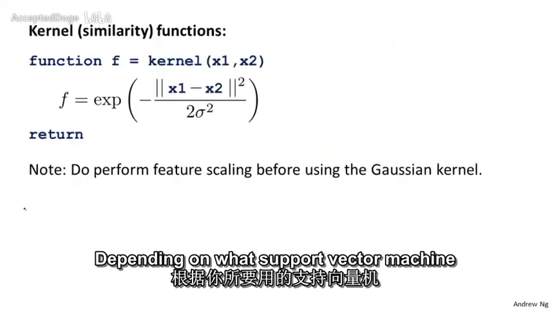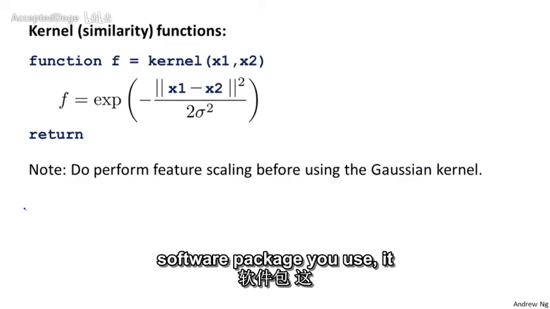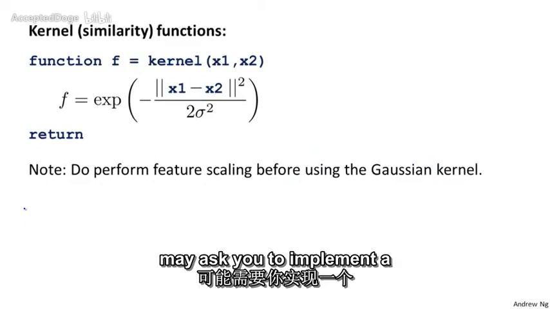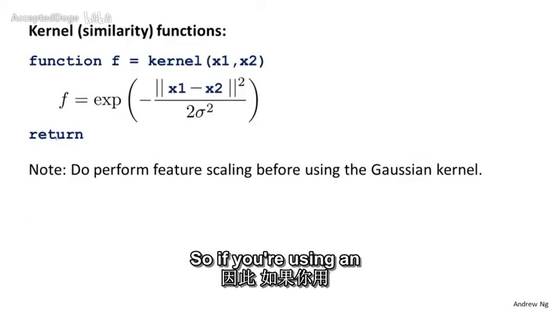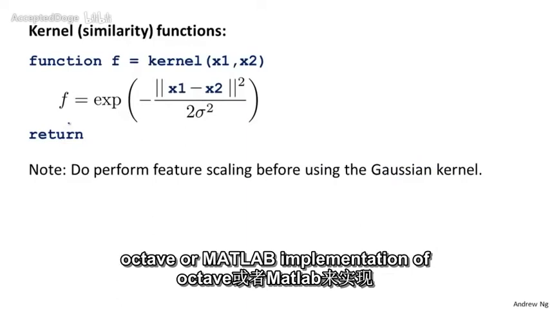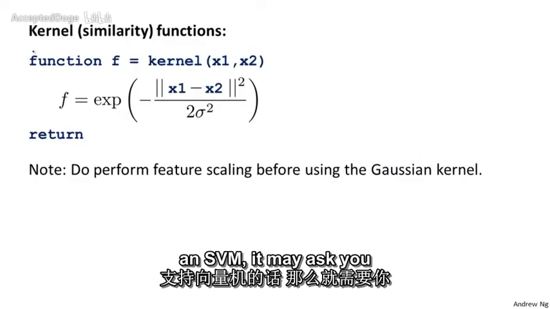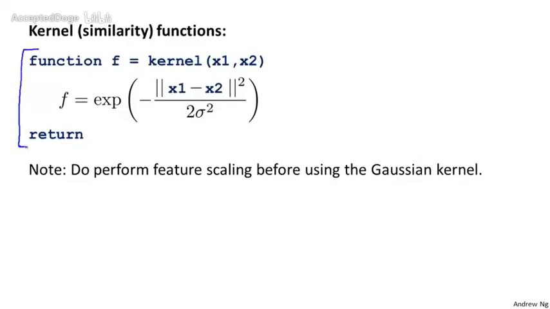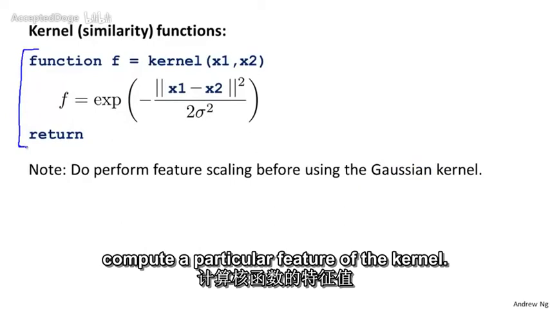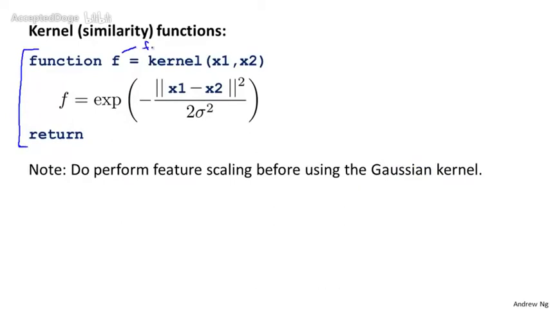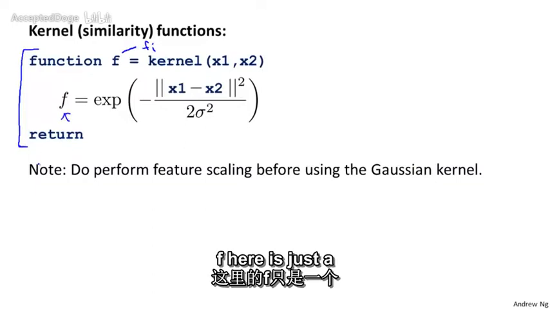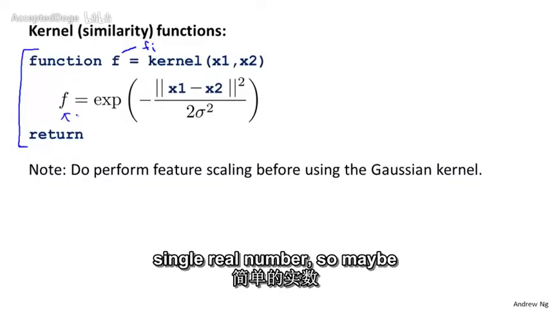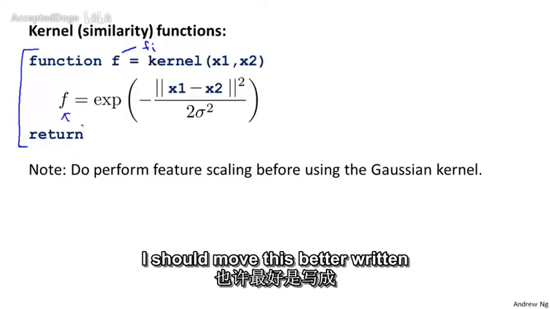Depending on what support vector machine software package you use, it may ask you to implement a kernel function or to implement the similarity function. So if you're using an Octave or MATLAB implementation of an SVM, it may ask you to provide a function to compute a particular feature of the kernel. So this is really computing f subscript i for one particular value of i, where f here is just a single real number, right? So maybe this is better written fi.